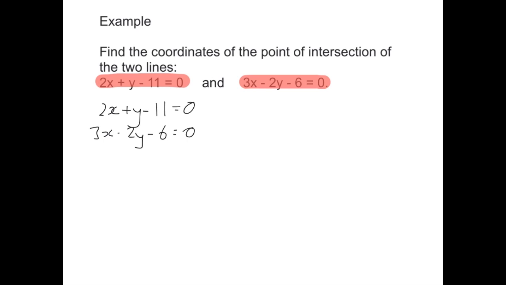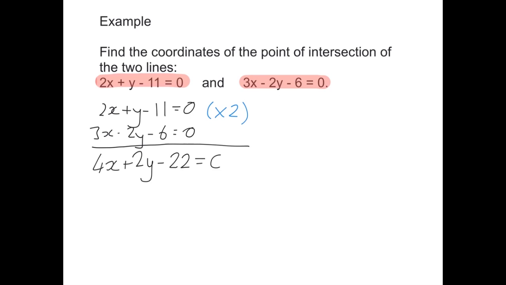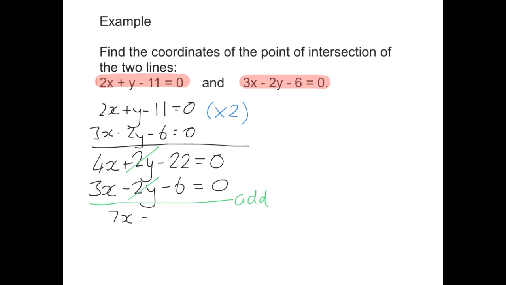If we multiply our first equation by 2, we'll end up with two different equations. We'll have 4x plus 2y minus 22 equals 0, and our second equation remains unchanged, 3x minus 2y minus 6 equals 0. Then if we add these two equations, we'll see that plus 2y cancels with minus 2y, and we're just left with 7x minus 28 equals 0.